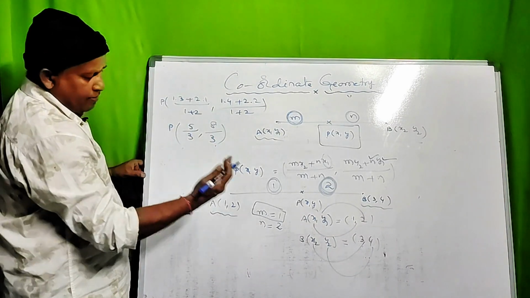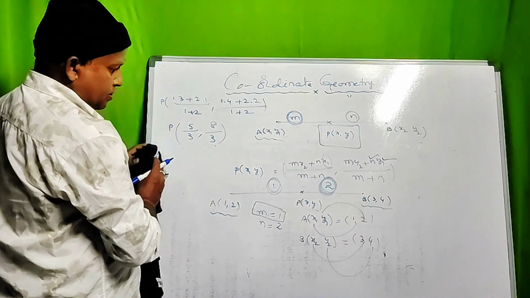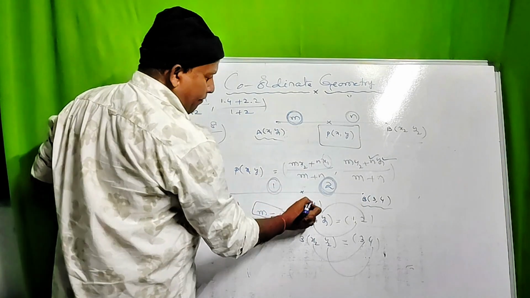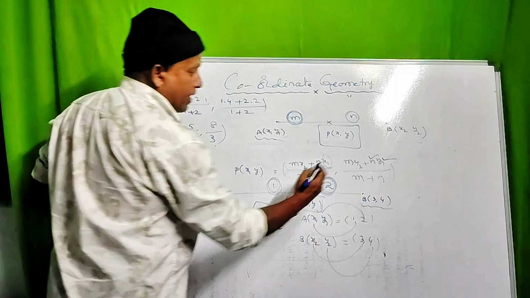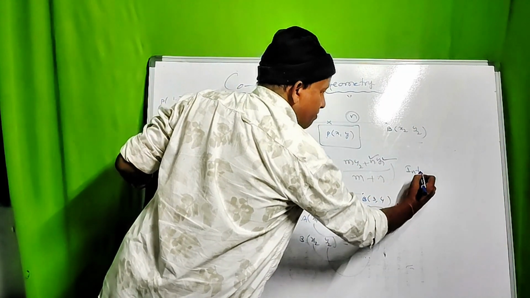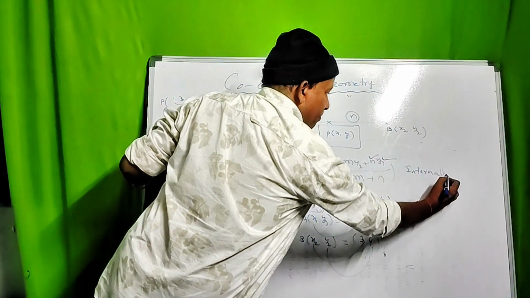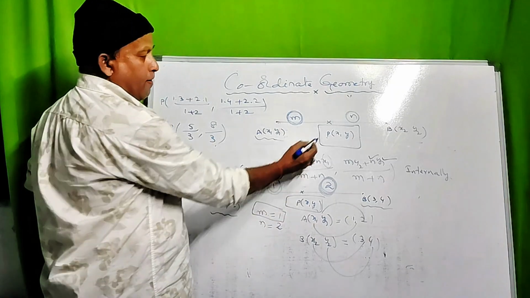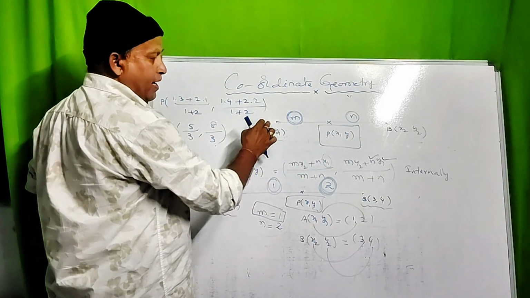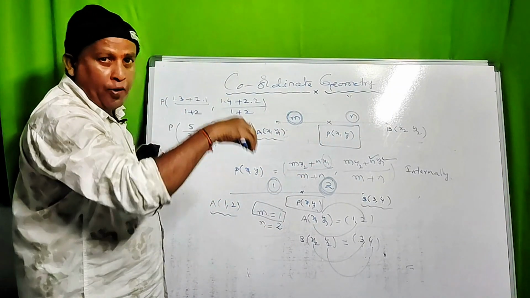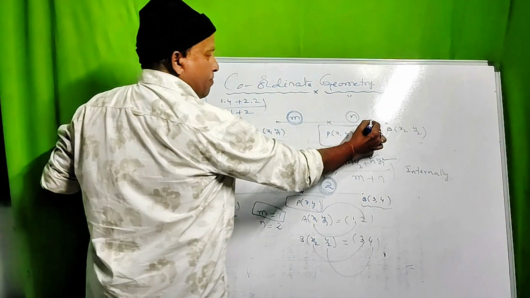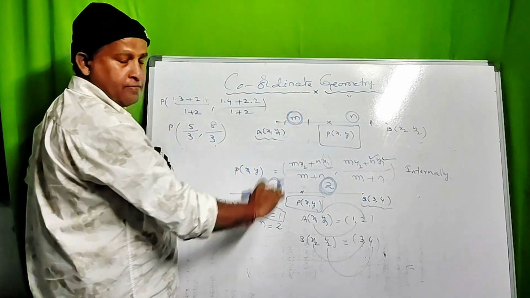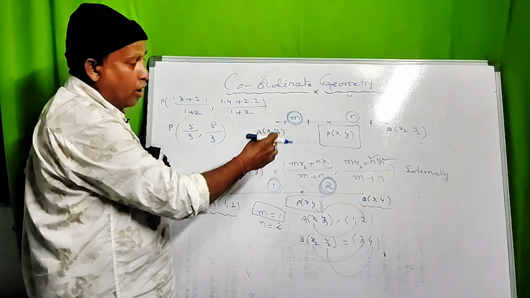Similarly, you can take any examples. It is called internal division, as the point P (x, y) is between A and B. Internally means P (x, y) lies between A and B. It doesn't mean that it is at the midpoint. Between A and B, it might be here, it might be here, it might be here. It may lie anywhere, but not necessarily at the midpoint, right?